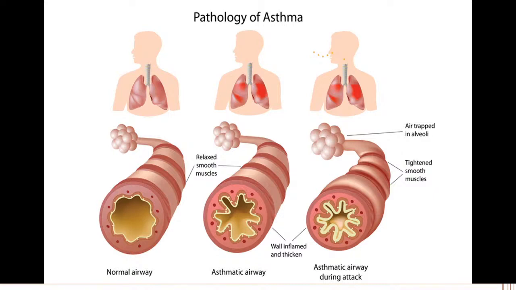First of all, about bronchial asthma. Bronchial asthma is an allergic disease. This is a sample of allergic reaction of immediate type. The essence of the disease is narrowing of bronchi. If you see, these are normal airways. These are asthmatic airways. And this is asthmatic airways during the attack.